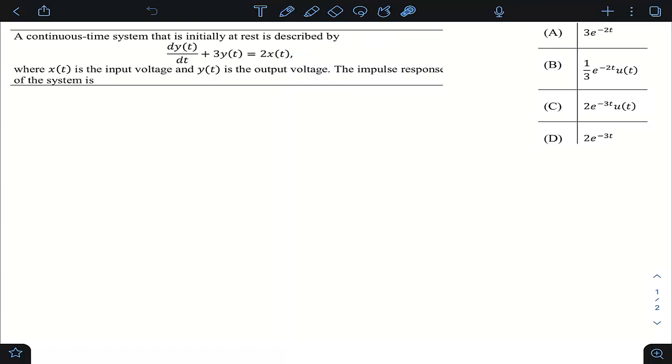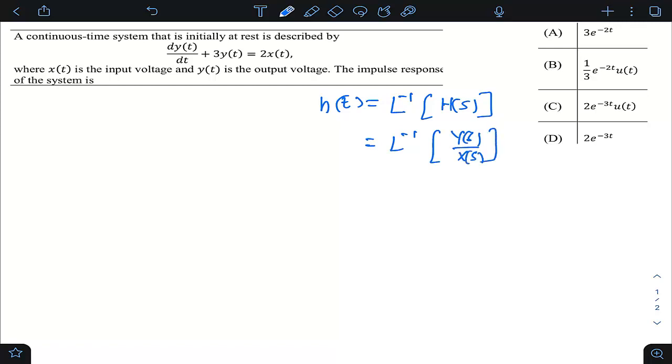So we are given a first order differential equation. We are supposed to find the impulse response of the system. So what is impulse response, by the way? Impulse response is denoted by h(t), and this is the Laplace inverse of the corresponding S domain function H(s). So what is H(s)? H(s) is nothing but the ratio of output to input if the system is at rest.